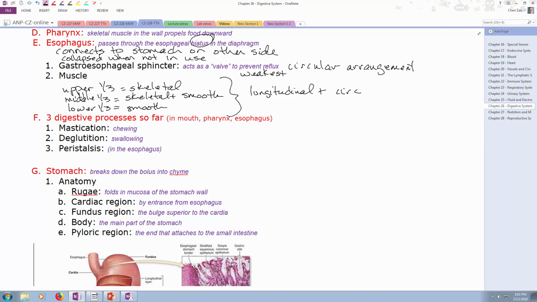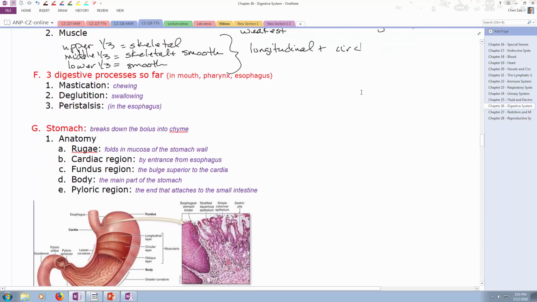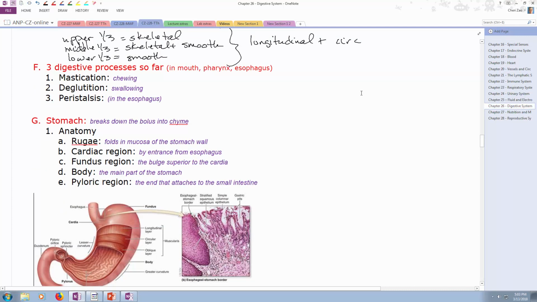So far, the digestive processes that we actually can experience in the mouth, the pharynx, and the esophagus. Mastication is chewing, but you don't need to have teeth to masticate, correct? You can use your tongue up against the hard palate, but that's what we typically refer to as chewing. This is designed to mix food with saliva. This is important because it makes it easier to pass that bolus into the pharynx and down the esophagus into the stomach.